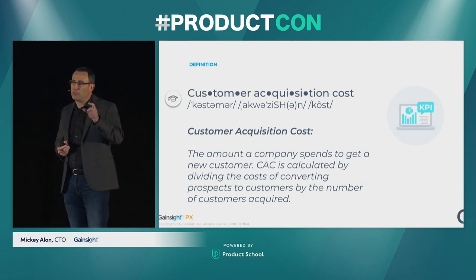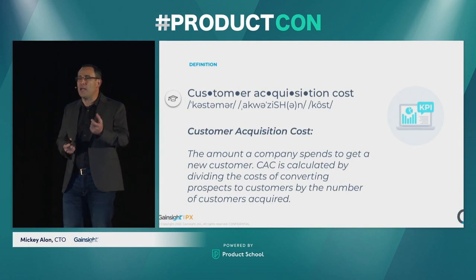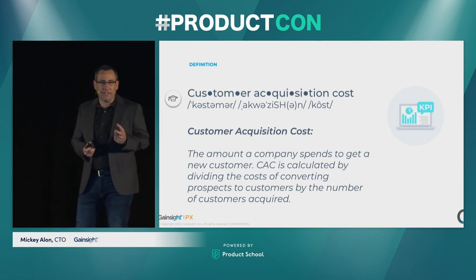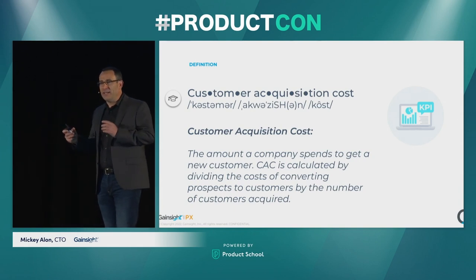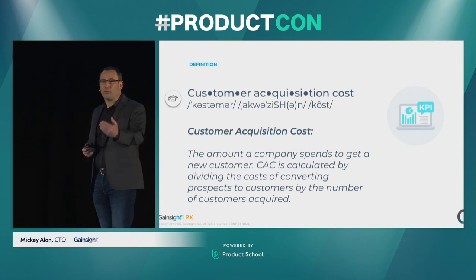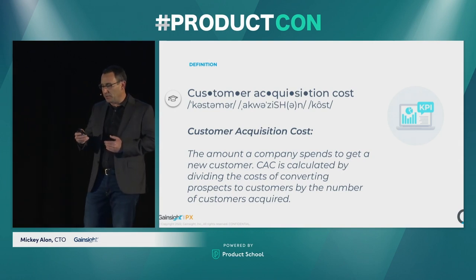It's basically the amount the company spends on acquiring new customers. And this should be your North Star as a lagging indicator when you're trying to optimize through a trial experience.